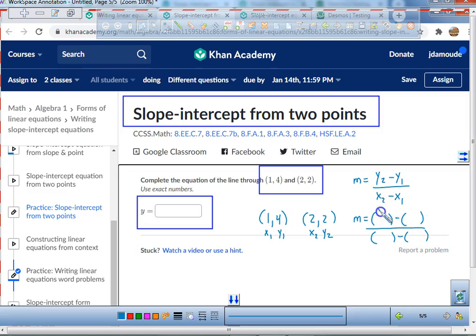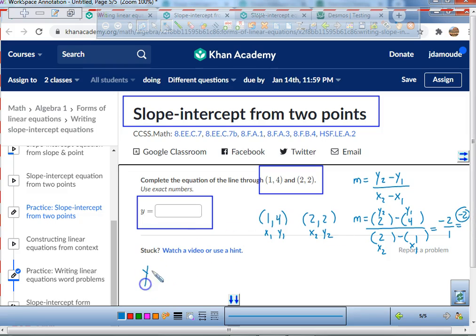What is my y2 value? My y2 value is the number 2. And what's my y1 value? 4. What's my x2 value? 2. What's my x1 value? 1. And then you would do 2 minus 4, which is negative 2, over 2 minus 1, which is positive 1, and that would give you a slope of negative 2.